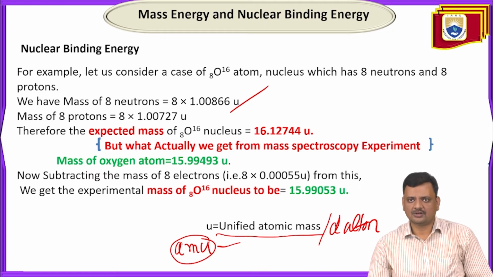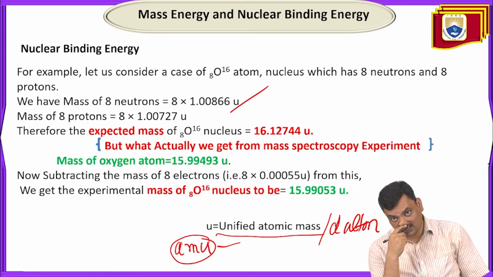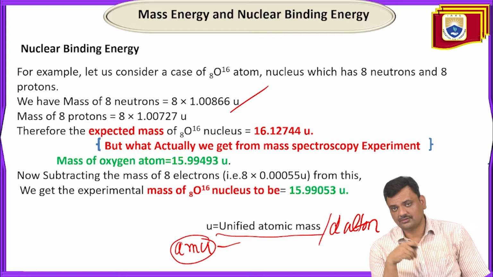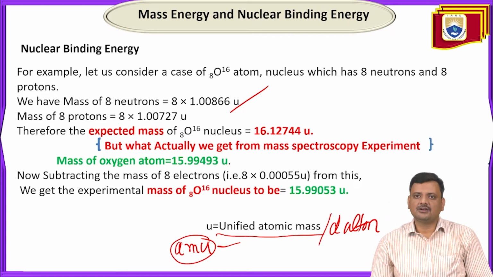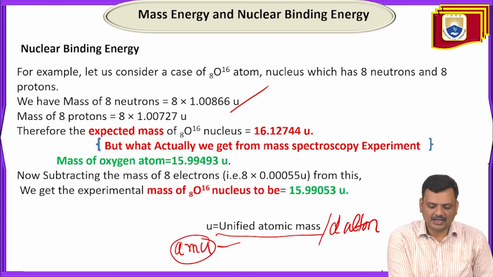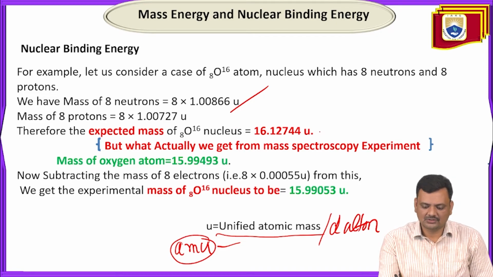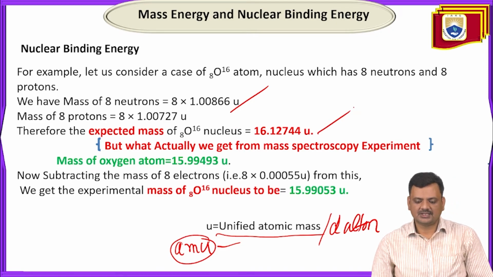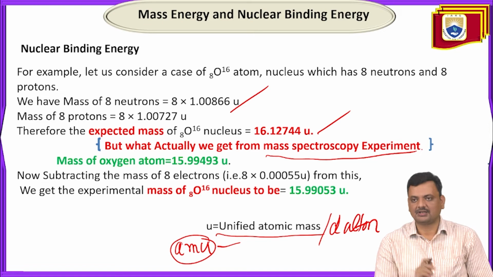Now we also know the mass of 1 proton, that is 1.00727. The mass of 8 protons is 8 multiplied by this term. So the expected mass of the oxygen nucleus should be 16.12744 U. But what do we actually get from the mass spectroscopy experiment?